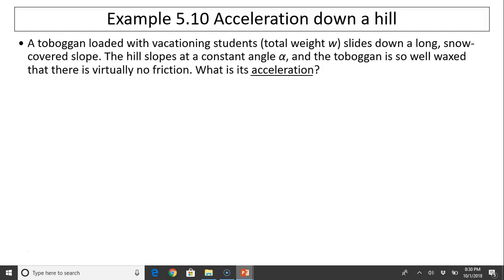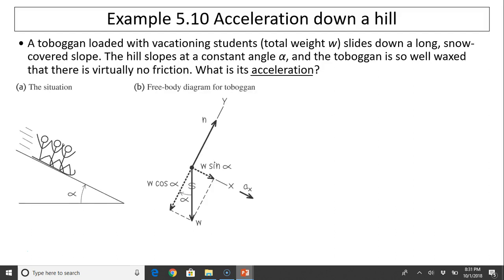A toboggan loaded with vacationing students, total weight W, slides down a long snow-covered slope. The hill slopes at constant angle alpha, and the toboggan is so well waxed that there is virtually no friction. What is its acceleration? So first, you sketch the situation, then you draw a free body diagram.